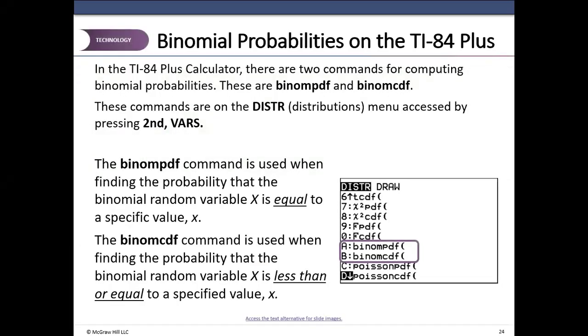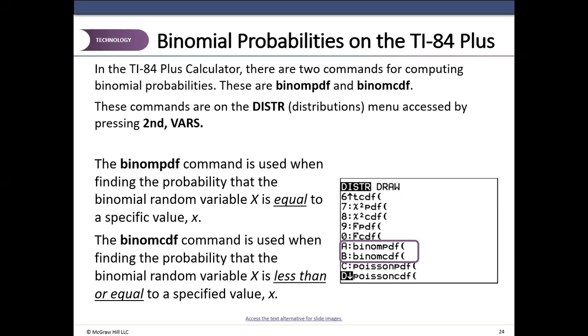In the TI-84 calculator, there are two commands for computing binomial probabilities. These are binomPDF and binomCDF. These commands are under the distribution menu, which is 2nd VARS, and then you select either binomPDF or binomCDF. The binomPDF command is used when finding the probability that the binomial random variable X is equal to a specific value. That is important: PDF when X is equal to a specific value.